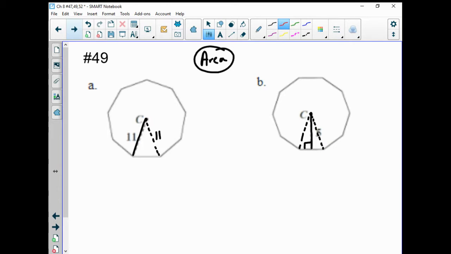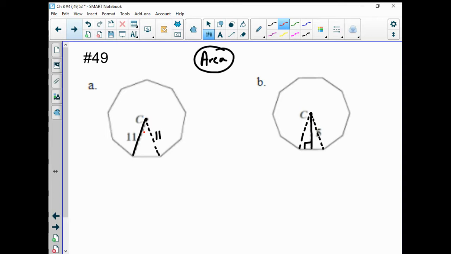All right, well, let's see how we might find the area of part A. Well, the nice thing is on part A here, I've got two of the sides. So if I can figure out what this angle is here in the middle, then I should be able to use my side angle side area method.